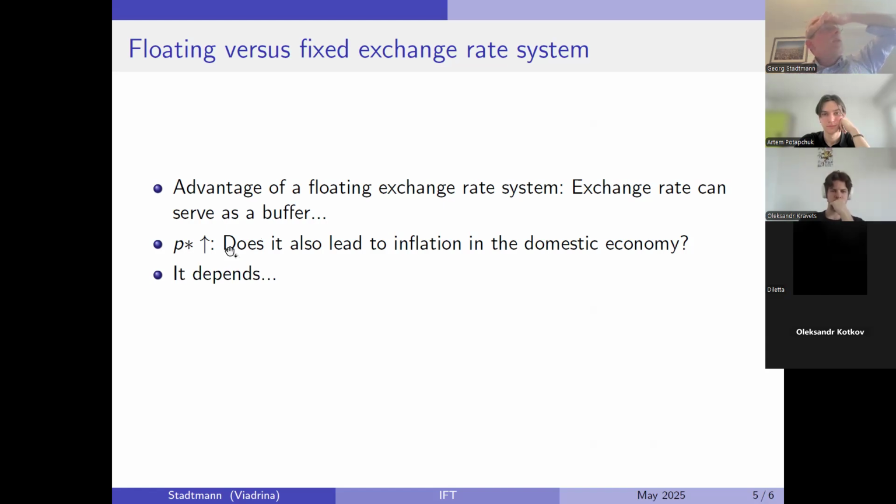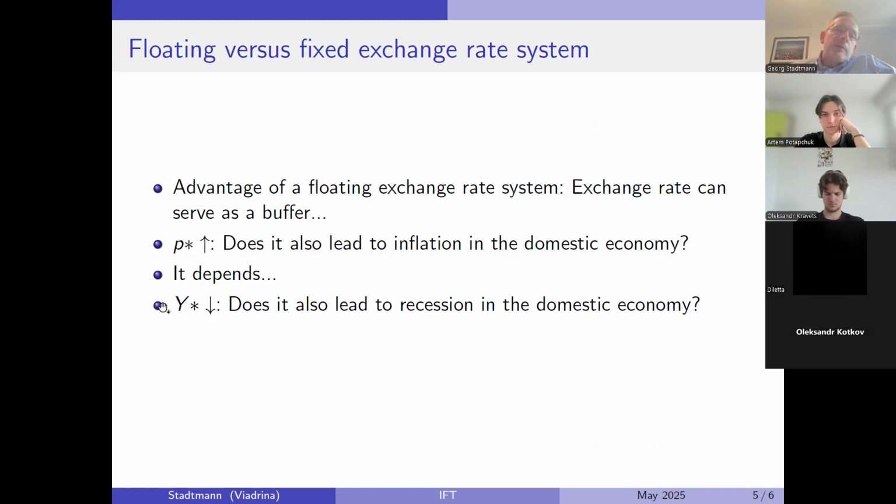Imported inflation is not a problem. But we will see, in the exercise class or tomorrow in the lecture, that the effects in a fixed exchange rate system are different, and in a fixed exchange rate system, we have the problem of imported inflation.